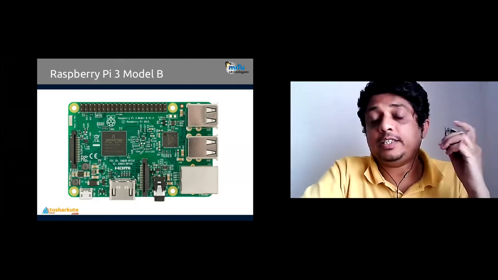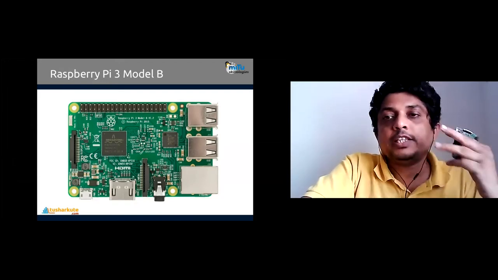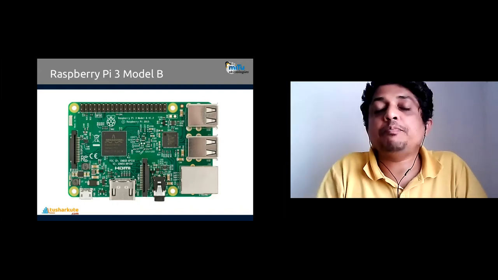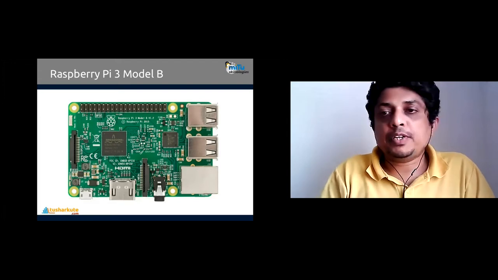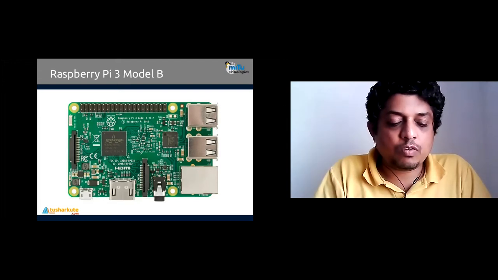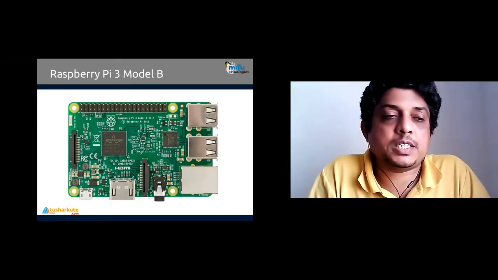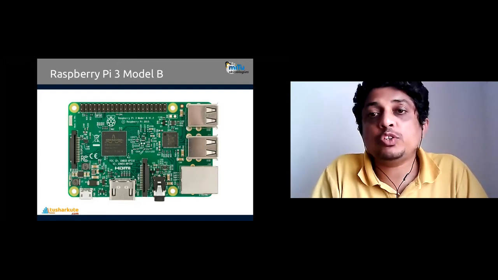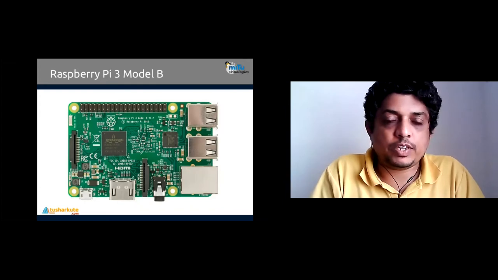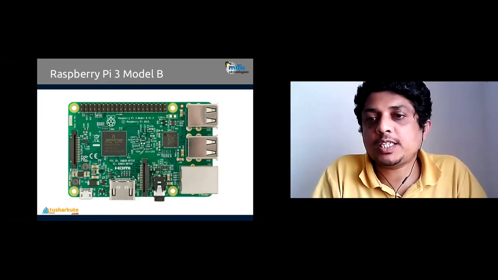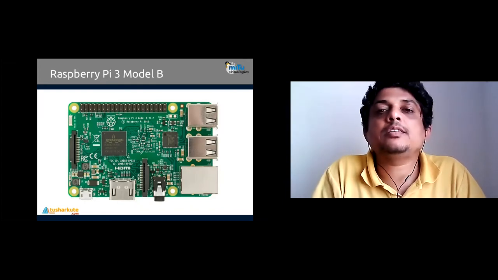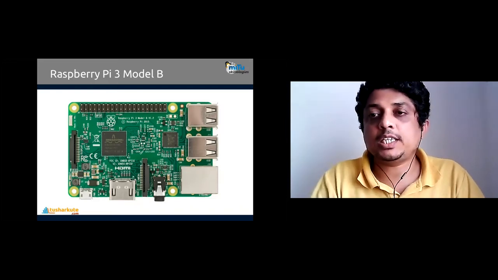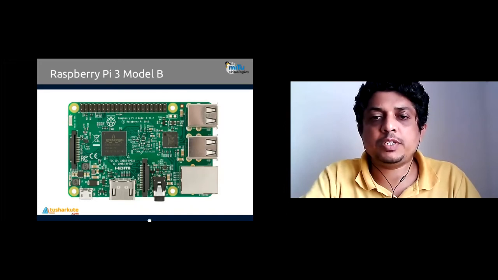So what exactly does it contain? As I told, it's just a replacement of the motherboard, so it can be used as a computer system. A computer system comprises four main parts. The first is the input device, second is the output device, third is the CPU, and fourth is memory. Raspberry Pi contains all of these four parts, and this particular kit is created with their help. So just a minute.